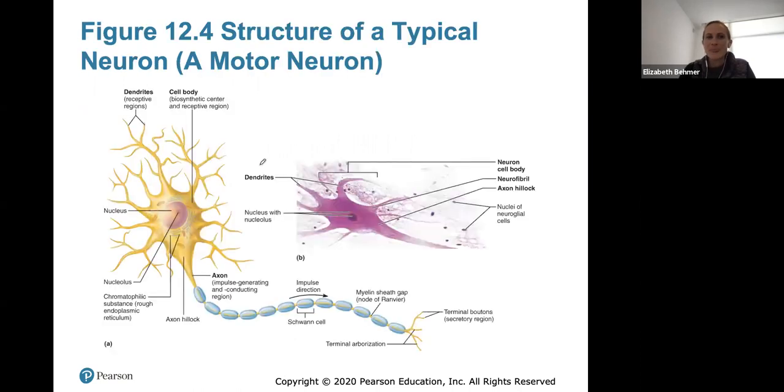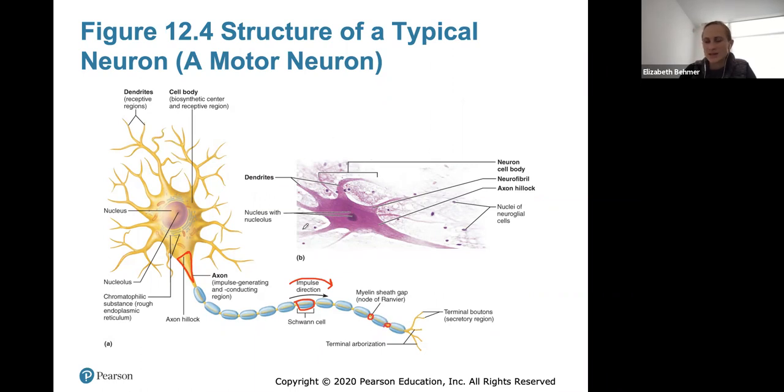So here's the structure of a typical neuron. We have the cell body, and then we have the dendrites, which are the receptive regions to other stimuli. Here's the nucleus, the nucleolus, the rough Nissl bodies. The axon hillock is the area that connects the cell body to the axon. And then here's the axon, the impulse generating and conducting region. You can see the impulse always travels down the axon to the end, the terminal boutons. And there are little spaces. Each one of these blue circles is called a Schwann cell, and the spaces in between are called a myelin sheath gap or a node of Ranvier. We'll talk about why those are important.